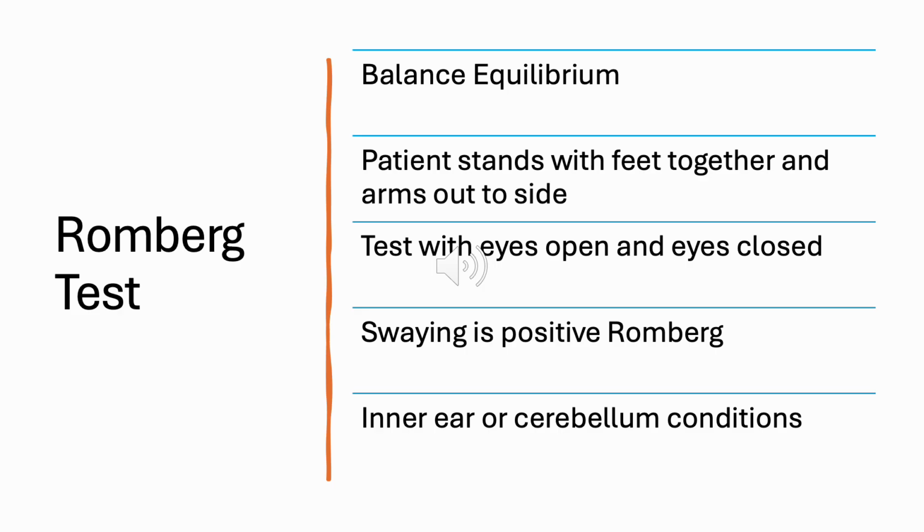The Romberg test is a test of balance and equilibrium, and you would do this on patients that maybe complain of dizziness, an unsteady gait, or they have damage to their eighth cranial nerve and you want to test their balance and equilibrium. So you ask the patient to stand with their feet together and their arms out to the side. You test first with the eyes open and then with the eyes closed. If the patient sways while doing the Romberg test, that's called a positive Romberg test. So this is positive usually in inner ear and cerebellum conditions.